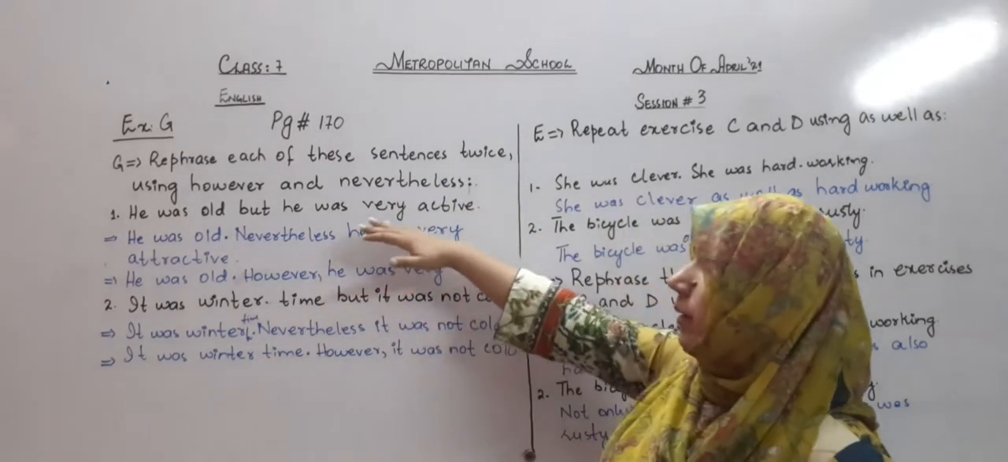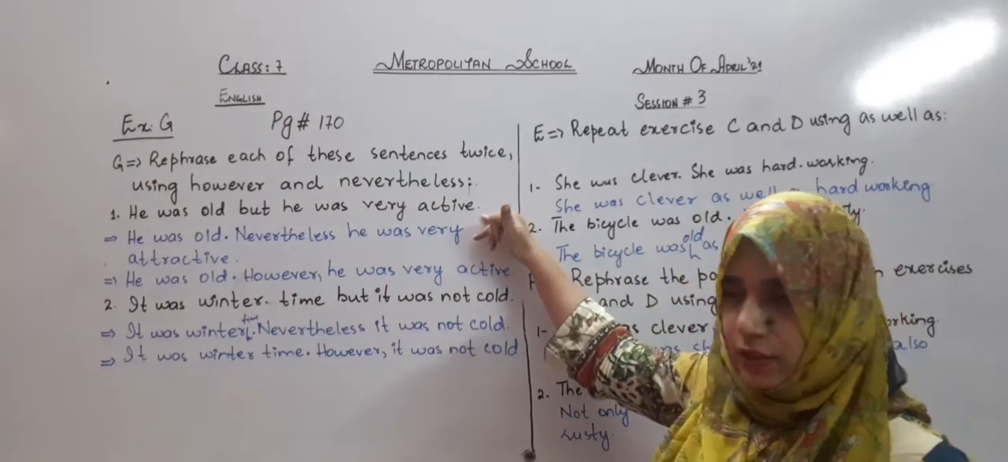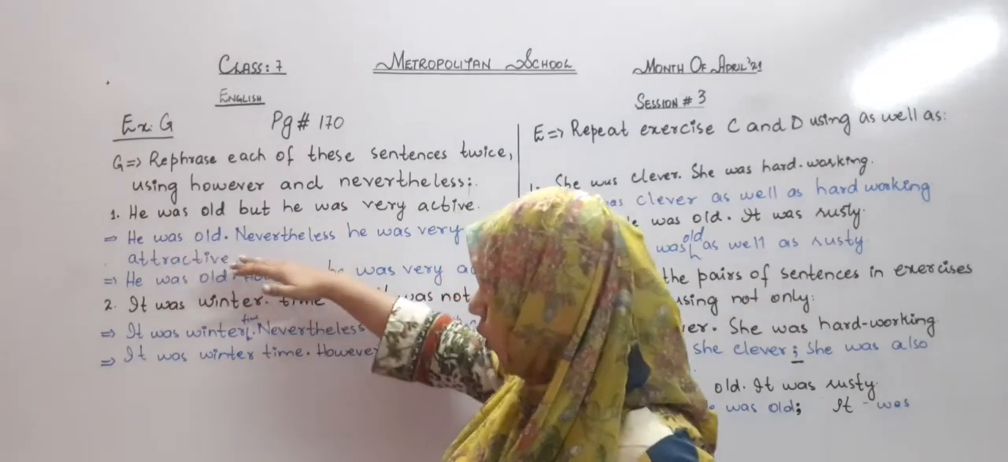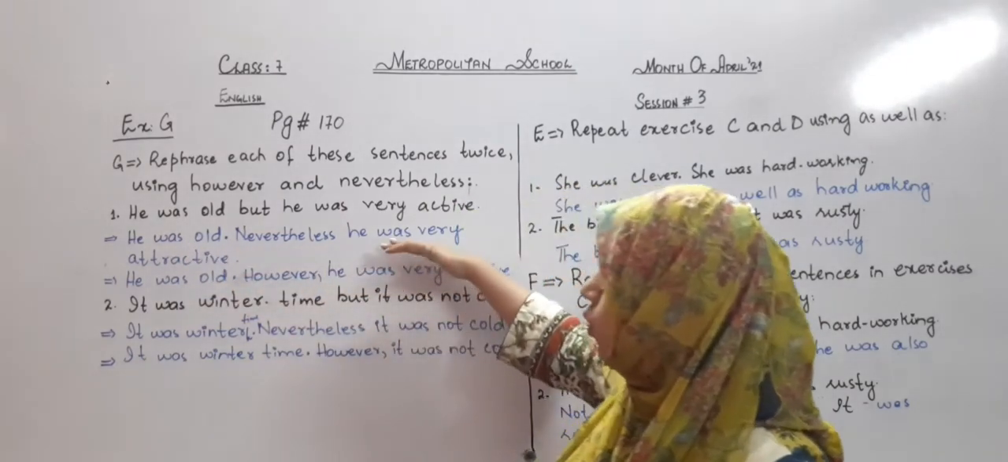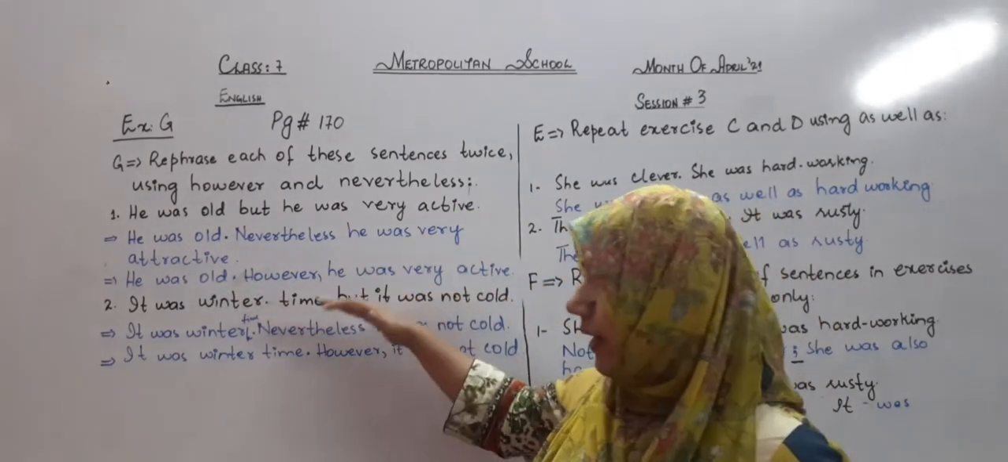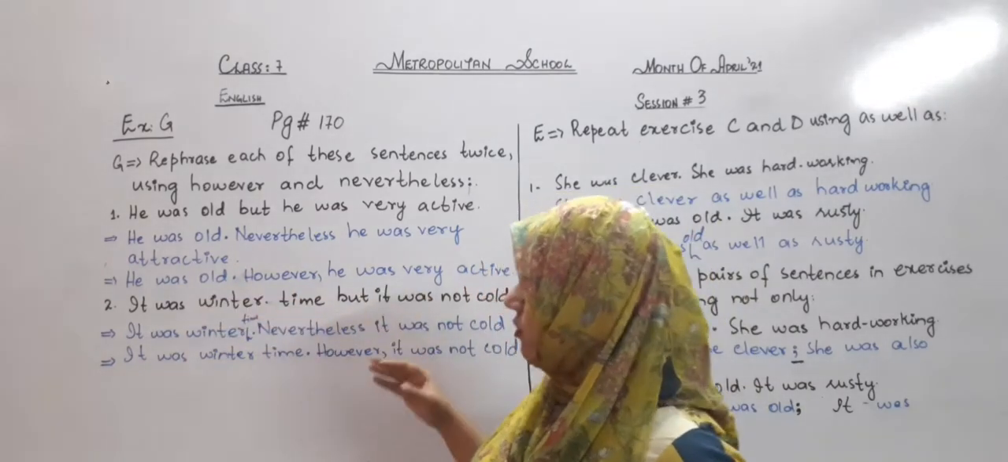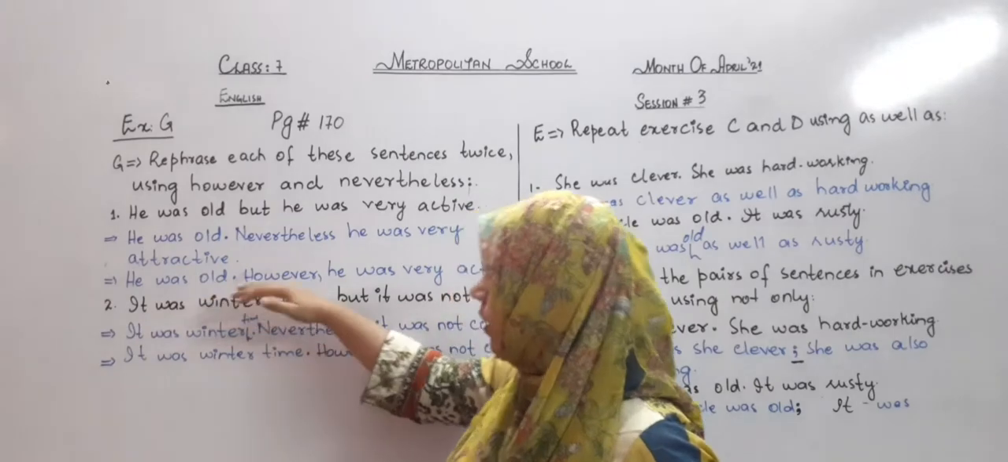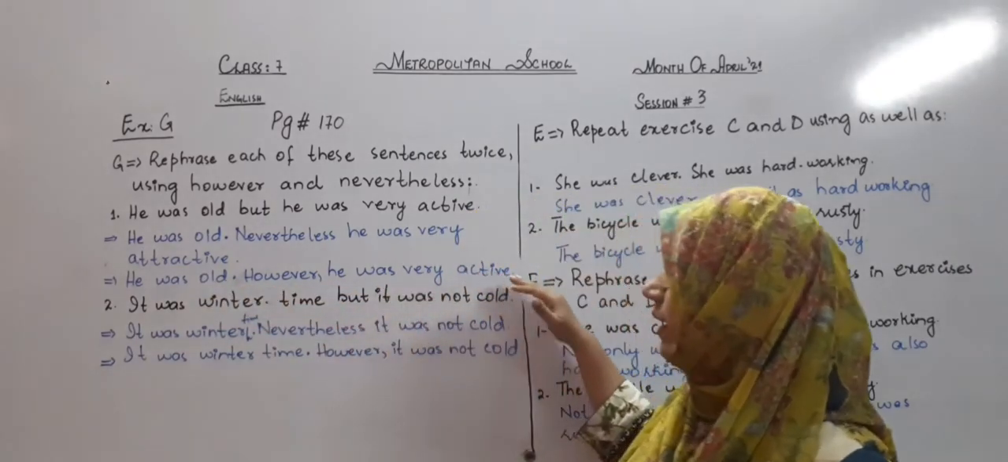He was old but he was very active. So how can you write it by using nevertheless? He was old, nevertheless he was very active, right? Now you can change it and use however in it as well. He was old, however he was very active.